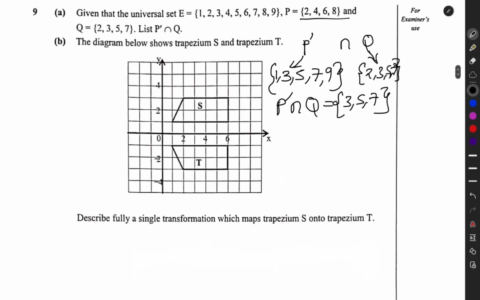So we check now part B. So part B says the diagram below shows a trapezium S and trapezium T. Describe fully a single transformation which maps trapezium S onto trapezium T. So if we look closely at the diagram, I'm seeing two trapeziums facing each other, and they are exactly in the same line. So automatically it shows me to say this must be a reflection. So this must be a reflection with this line here, which is the x-axis, being the mirror line.